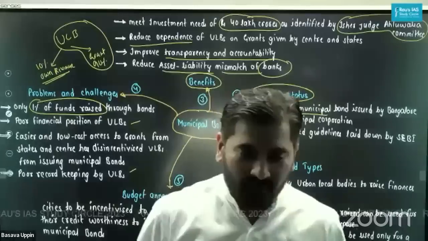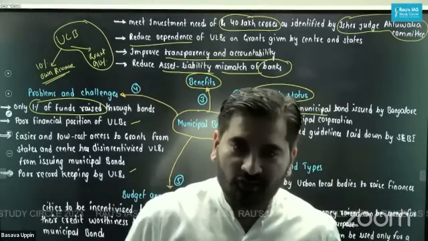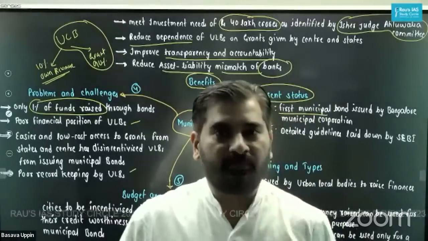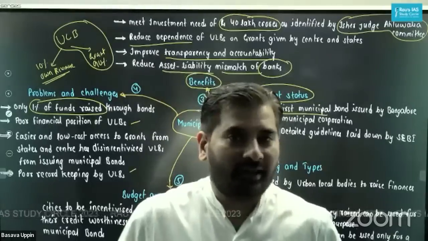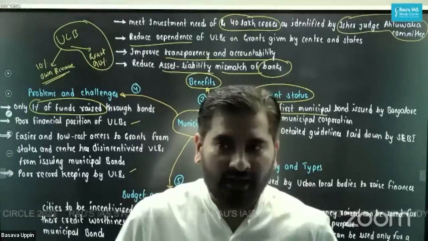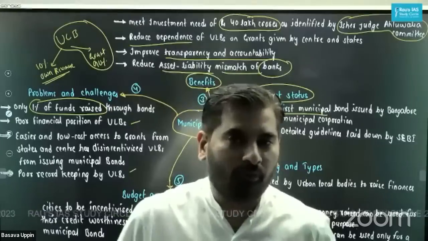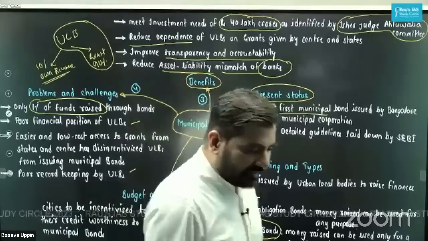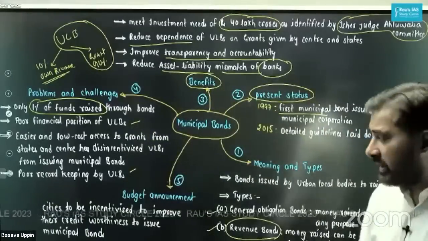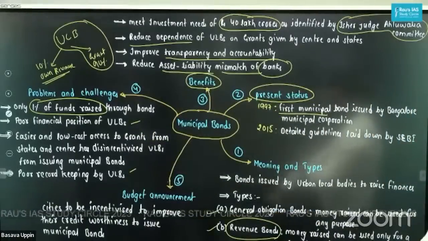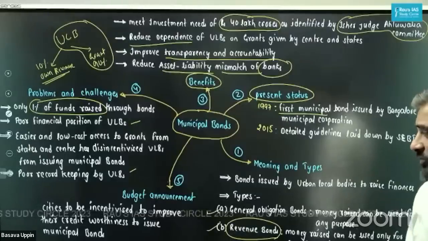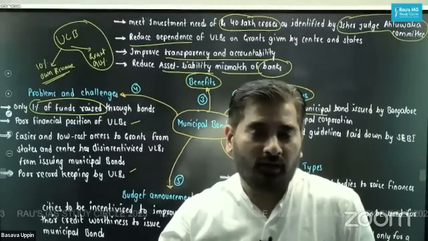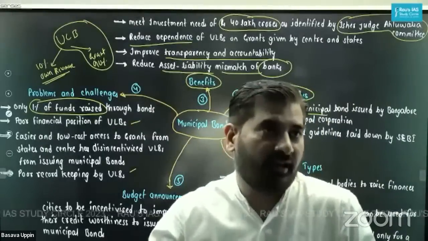As I said, one of the most important criteria for issuance of municipal bonds is that the urban local bodies should maintain transparency and accountability. So when they don't provide financial information, when they don't have proper records, they will not be in a position to issue municipal bonds. So in order to encourage the development of the municipal bond market in India, the budget has announced that cities will be incentivized to improve their creditworthiness so as to issue municipal bonds in India.